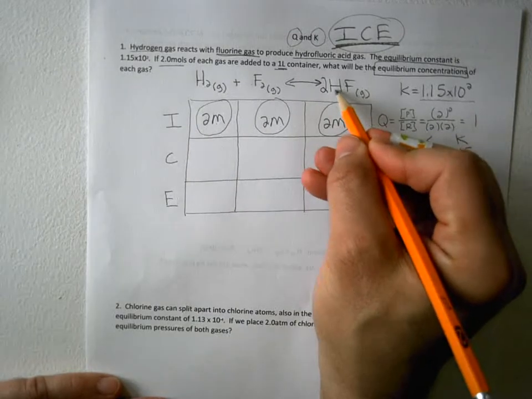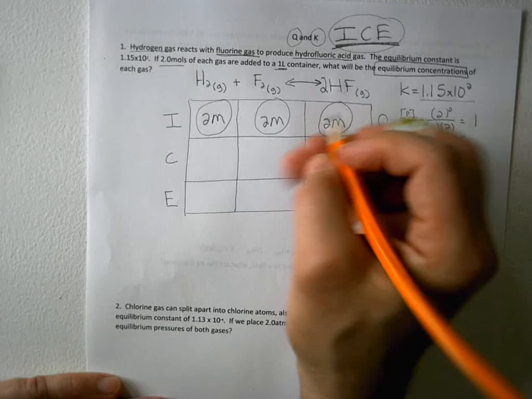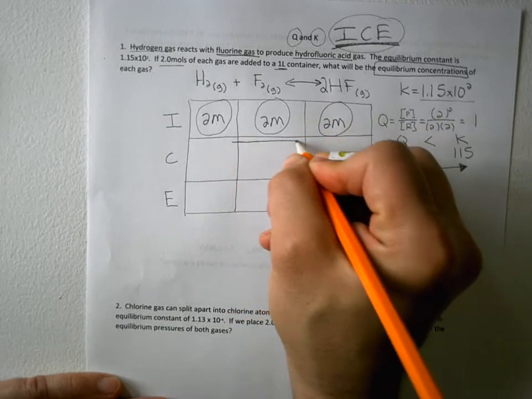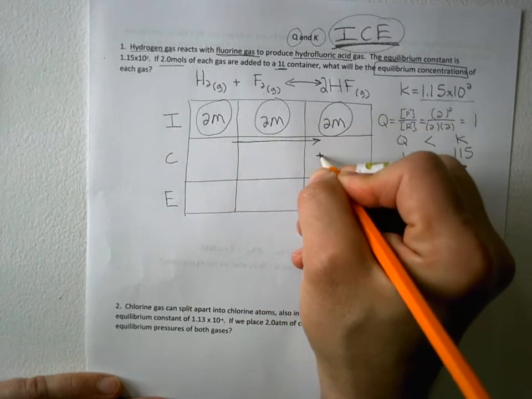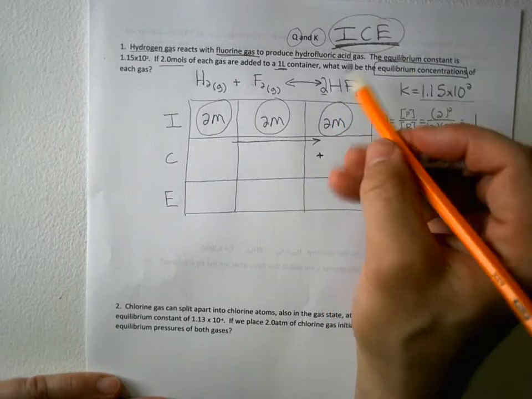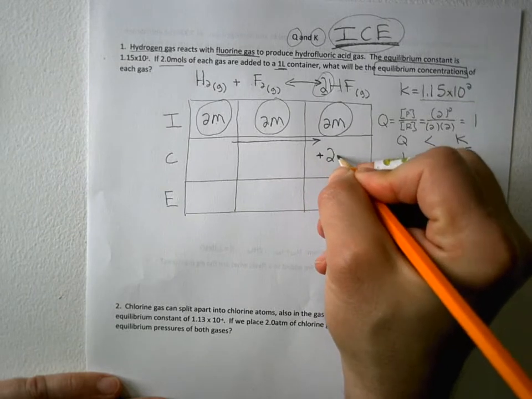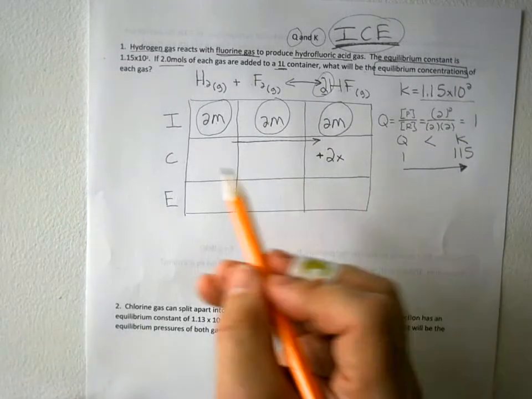So that means we are gonna be making more HF. So that means this is gonna go up. So whatever direction you're going, so we're going this way, means we're gonna be making this, so this is gonna be a positive value. Now what's the coefficient here before the HF? It's a 2 there. Now that means this is gonna go up by a factor of 2x.